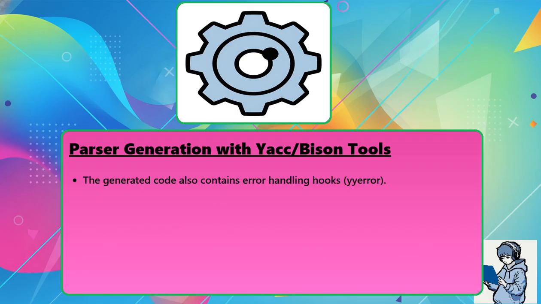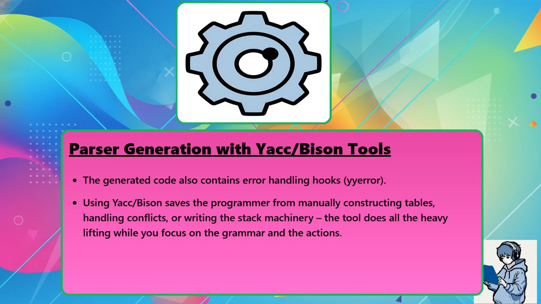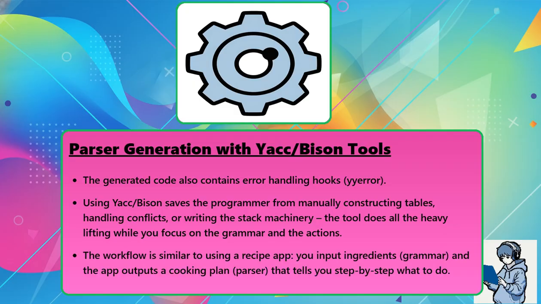The generated code also contains error handling hooks, such as error. Using Yacc or Bison saves the programmer from manually constructing tables, handling conflicts, or writing the stack machinery. The tool does all the heavy lifting while you focus on the grammar and the actions. The workflow is similar to using a recipe app. You input ingredients, the grammar, and the app outputs a cooking plan, the parser, that tells you step by step what to do.